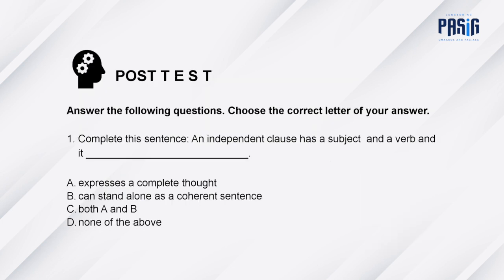Now that you have learned about phrases, clauses, and sentences, it is time for your post-test. Answer the following questions. Choose the correct letter of your answer. Number 1. Complete this sentence. An independent clause has a subject and a verb, and it A. Expresses a complete thought. B. Can stand alone as a coherent sentence. C. Both A and B. Or D. None of the above.